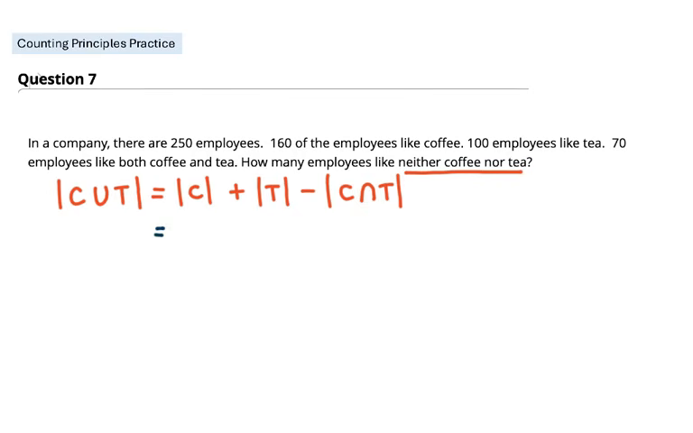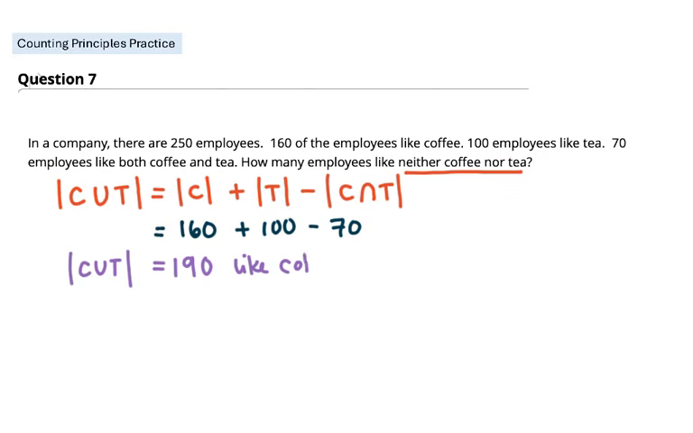So let's see those numbers. How many like coffee? It's 160. And 100 like tea, but there are 70 of them that are duplicates because they like both coffee and tea, so we'll subtract those. So the total number of employees who like coffee or tea is 190 employees. So 190 employees like coffee or tea. But that's actually not what they were asking.